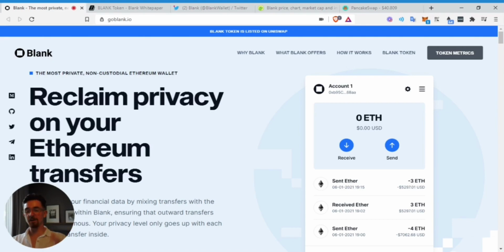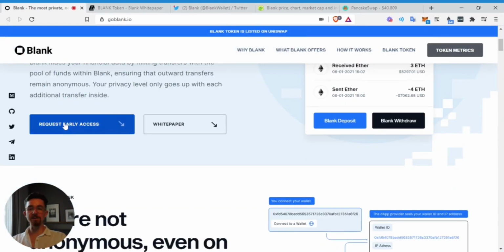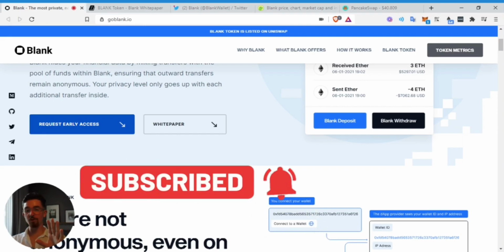They do have a lot of the technology already kind of open sourced here, so you can see what they're doing, but you can request early access here if you would like. Maybe if you're looking to share this with other people. I have requested early access, so hopefully the team will get back to me and I can do an even third video on Blank Wallet because I'm really, really bullish on this project.